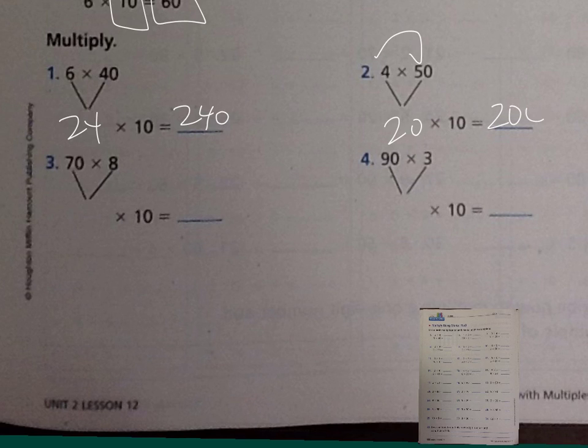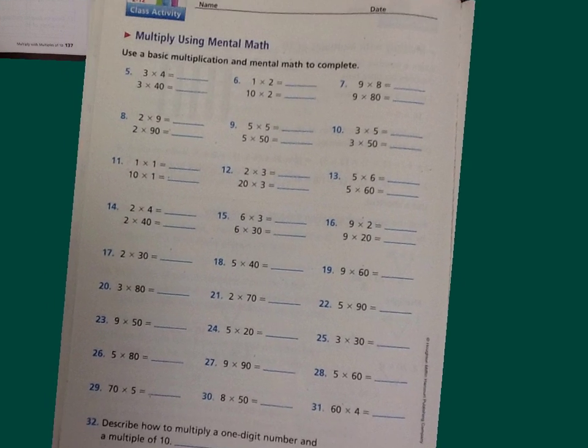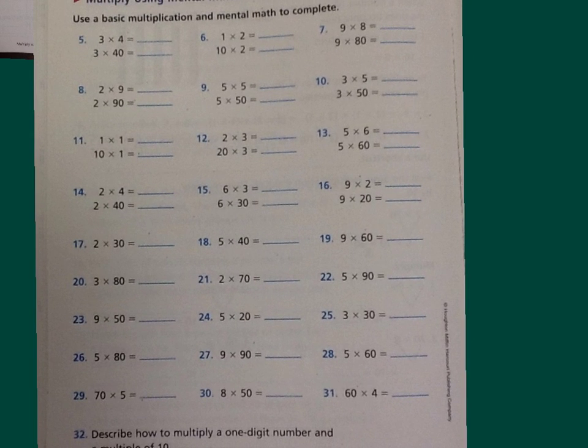Times 10 is 200. 7 times 8 is 56. Times 10 is 560. 9 times 3 is 27. Times 10 is 270. Okay, so hopefully we're understanding this. This is basic multiplication facts with zeros on them, pretty much. And we're only working with the tens now, and eventually you'll be working with hundreds and thousands.